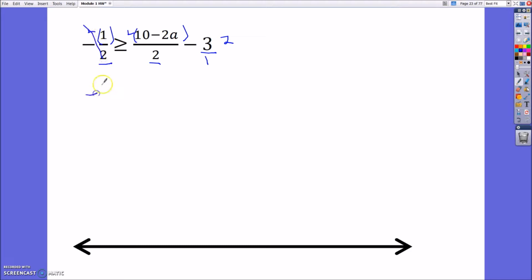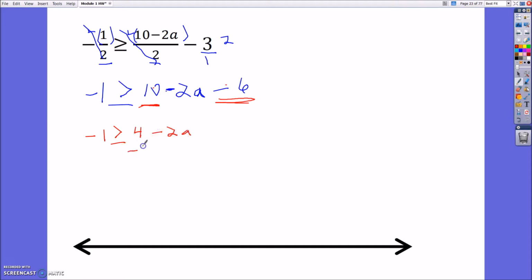And these are going to cancel. It's going to give me negative 1 is greater than or equal to 10 minus 2a minus 6. Now I'm going to look at the inequality to see if I can combine any like terms, which I can: this 10 and this negative 6. So I'm going to have negative 1 is greater than or equal to 10 minus 6, which is 4, minus 2a. I'm then going to subtract 4 on both sides to get negative 5 is greater than or equal to negative 2a. And I'm going to divide both sides by negative 2.